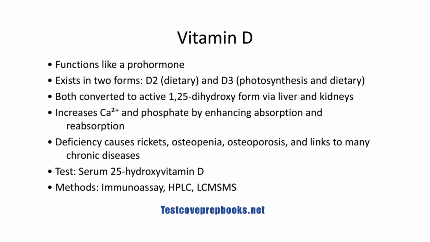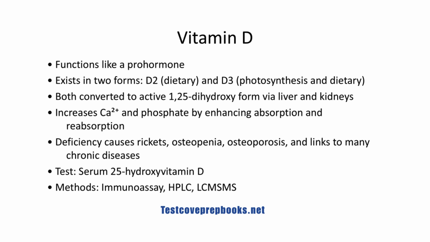It exists in two main forms. The first is vitamin D2, or ergocalciferol, which comes from dietary sources such as fish, plants, and fungi. The second is vitamin D3, or cholecalciferol, which is mainly produced in the skin through photosynthesis after exposure to sunlight, but can also be found in animal-based foods.